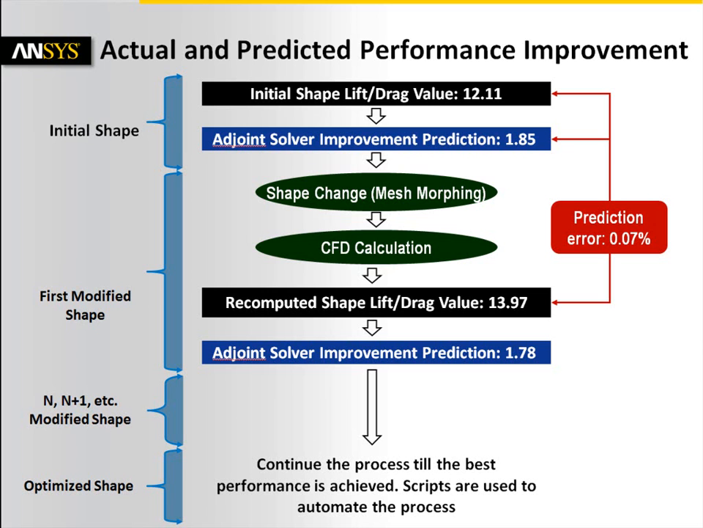And of course we can run the Adjoint solver again. The new improvement prediction would be 1.78. And we would do the same process again and again till the best performance is achieved. Obviously, we're not going to do that manually. We can use a very simple script to automate the entire process.